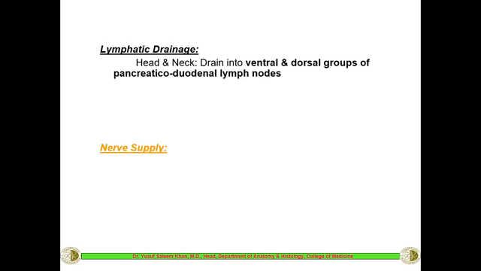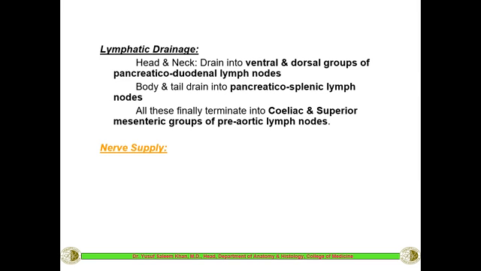Coming to the lymphatic drainage, especially the head and neck part of the pancreas will be draining into the ventral and dorsal group of pancreatico-duodenal lymph nodes. The body and the tail will be draining into the pancreatico-splenic lymph nodes. Finally, all this drains mainly into the celiac as well as the superior mesenteric group of preaortic lymph nodes. So the main lymphatic drainage of the whole of the pancreas is into the celiac as well as the superior mesenteric group of preaortic lymph nodes.